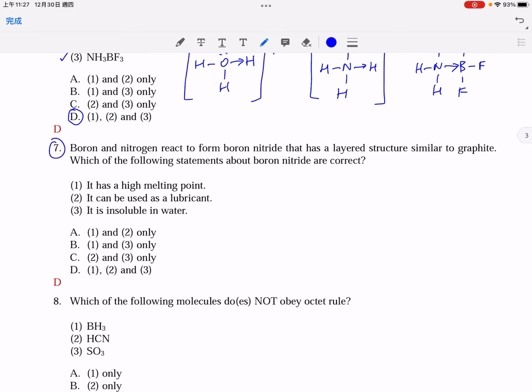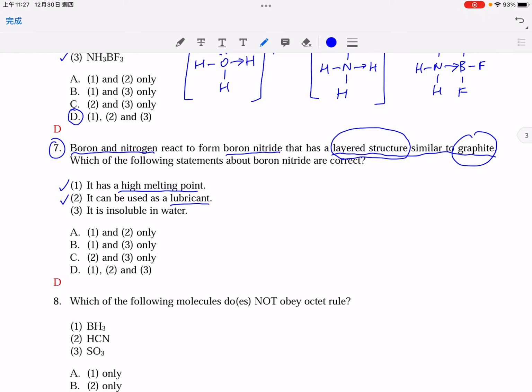Question number 7. Boron and nitrogen react to form boron nitride. This is unfamiliar, but the question already told you that the boron nitride has a layer structure similar to graphite. So the 3 options, one by one. It has a high melting point. Just like graphite has a very high melting point, over 3000 degrees Celsius. So this is correct.